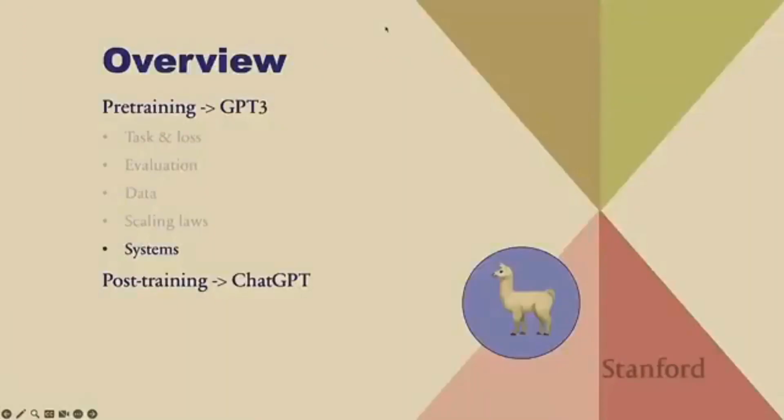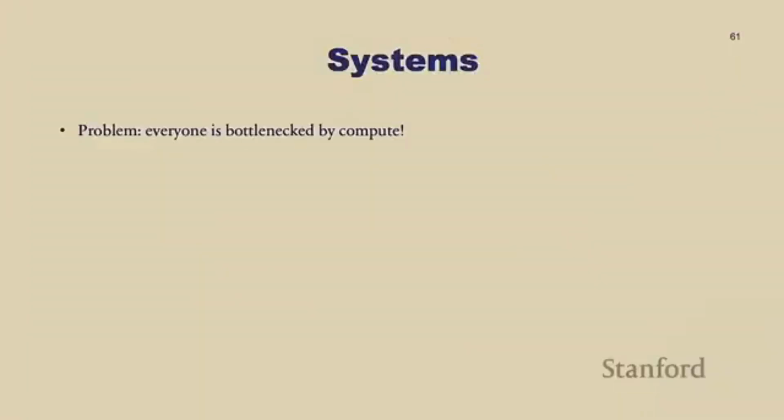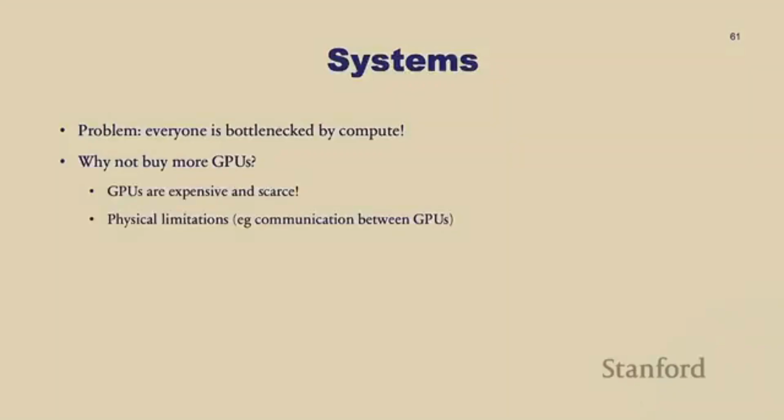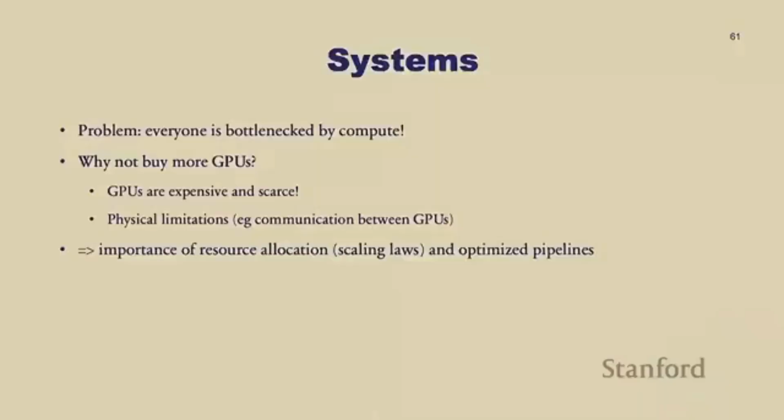Great. So I think I have 5 minutes, right? Okay. I might try to give a high-level overview, at least of some of the systems tricks. Systems, as we said, for everyone, compute is the huge bottleneck. One question you might ask is, why not buy more GPUs? GPUs are expensive, but also scarce. Even if you have $10 million right now, you cannot buy the best GPUs. There are also some physical limitations. When you have multiple GPUs, you have to communicate between them, and that takes time. So just buying more GPUs is not that easy. It's really important to think about how you allocate resources and how you optimize your pipeline.